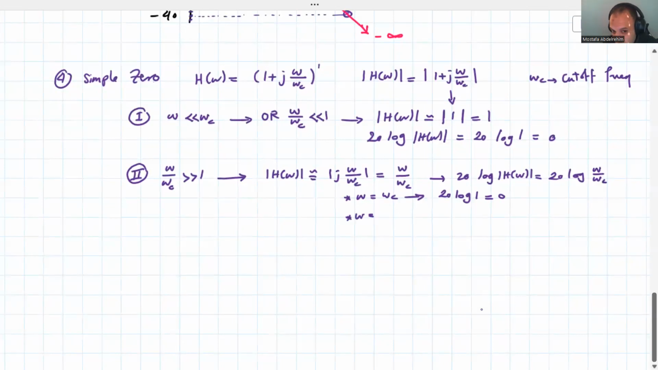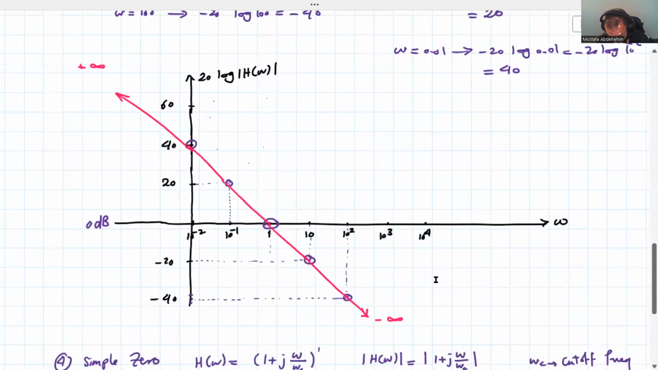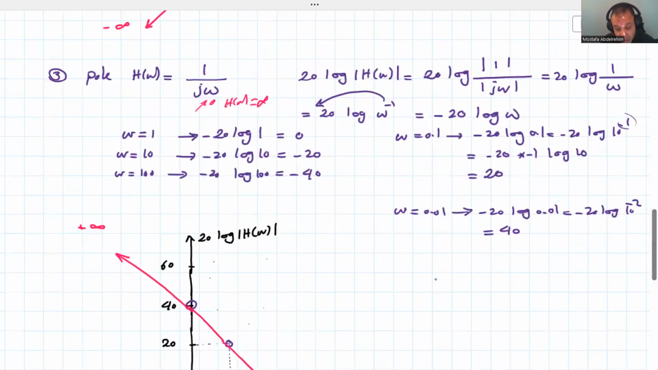Omega equal to, remember, that's a logarithmic scale. So we want to go by multiplying by tens. So 10 omega c. Last time, if you recall, when we put some values for omega, we put 1, 10, 100. So we multiply by 10 each time. 10 multiplied by 1 is 10. 10 multiplied by 10 is 100, and so on.